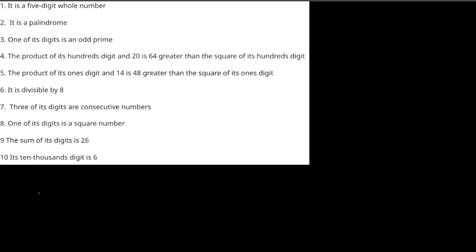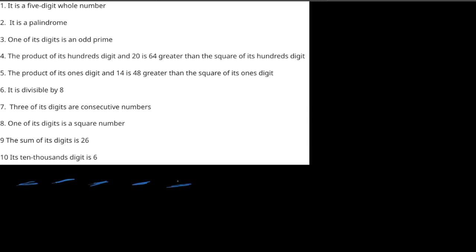Hello. So you had to find a 5-digit whole number. So let's write this down for now: 1, 2, 3, 4, 5. All right, so we need a 5-digit whole number. So let's cross that out because we've done that part.